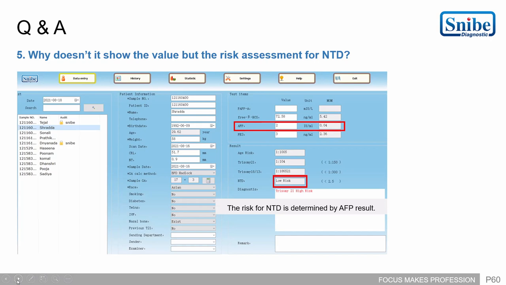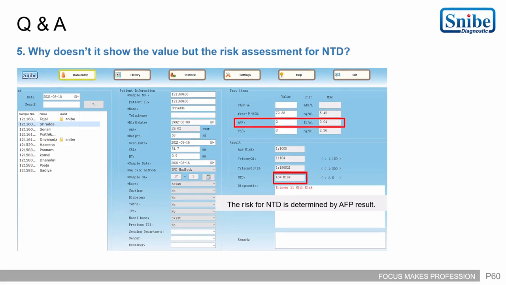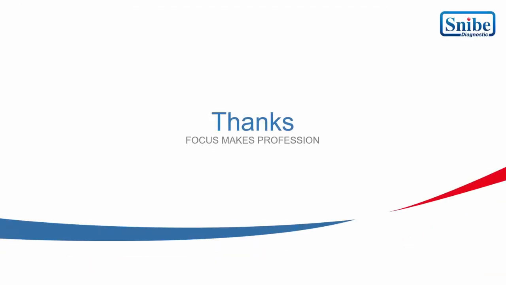So why does it show the value but the risk assessment for the neural tube disease? You can see here the alpha fetoprotein value is 2 IU/mL and the MoM is 0.04, and on the basis of this alpha fetoprotein result, trisomy 21 is a high risk. The risk for the neural tube is determined only with the alpha fetoprotein between 12 to 14 weeks of gestational age or 18 to 20 weeks of gestational age. That's why it shows you the risk assessment for the neural tube disorder. So this is all about that.